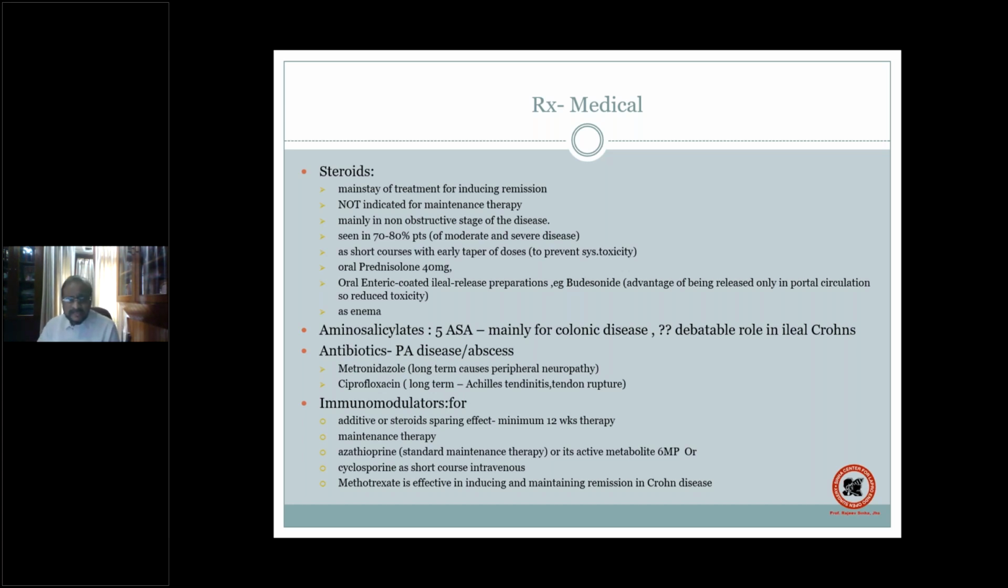The second group of drugs are the aminosalicylates, and among these, the 5-ASA is one which is very commonly used, and mainly for chronic disease. It doesn't have any role to play in the small bowel Crohn's.